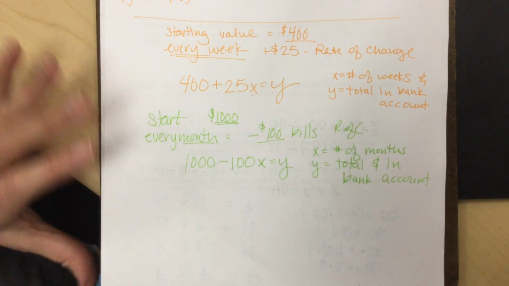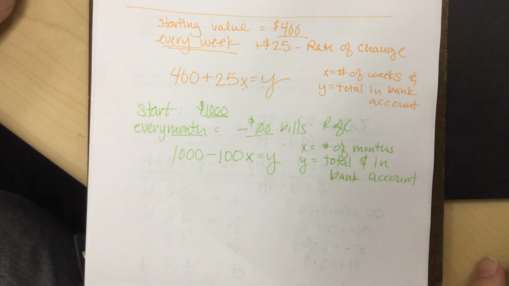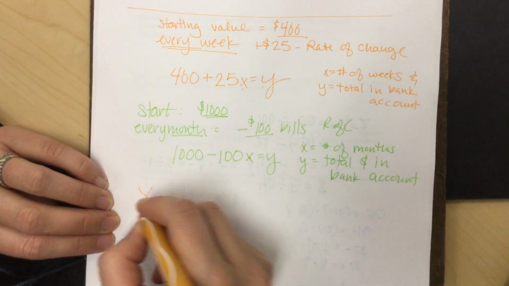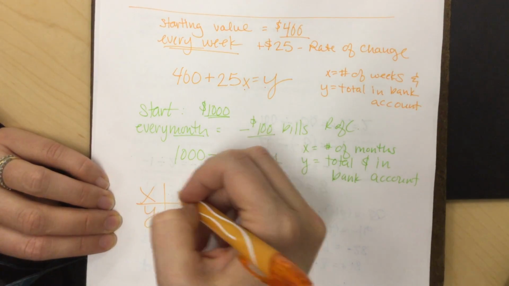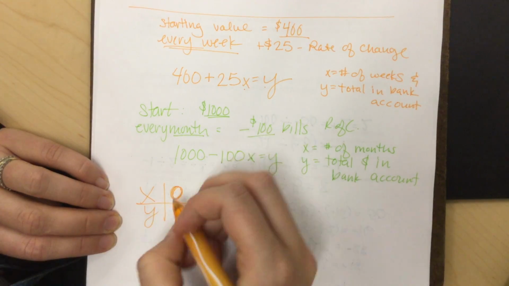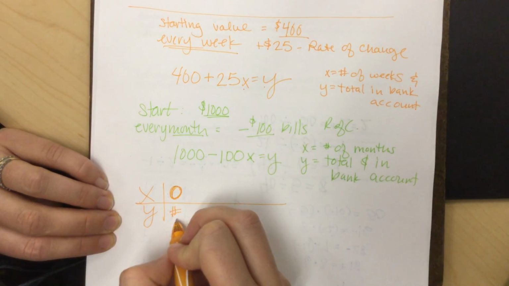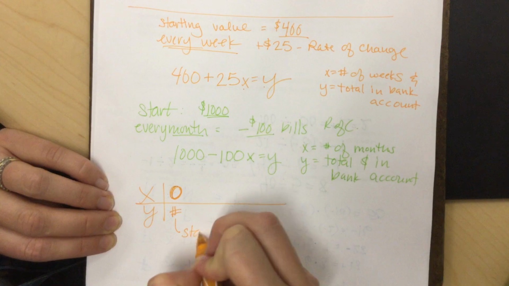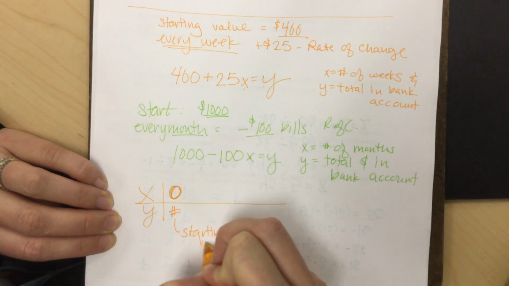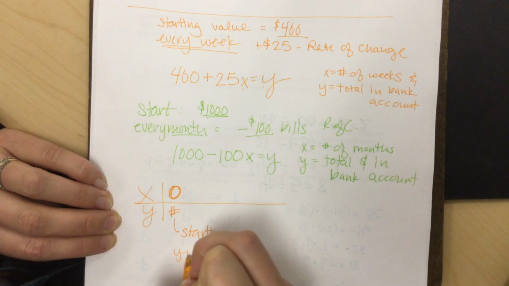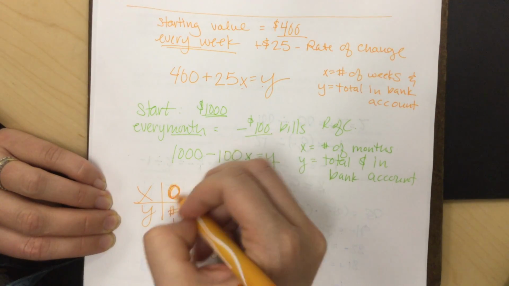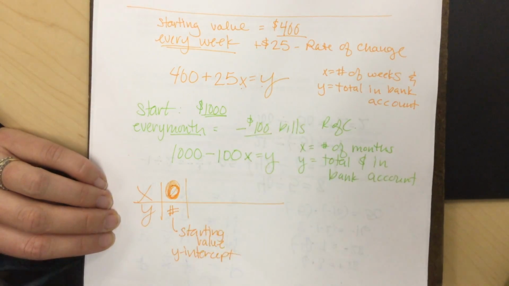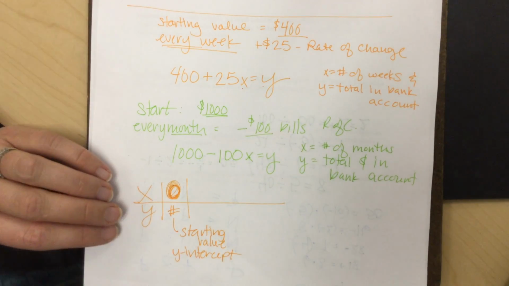Okay, so when you see a table, if you have a table of values, x, y, whenever you have to figure out what x is in order to figure out your starting value. That number there will be your starting value, or more mathematically, your y-intercept. You might have to figure out what this 0 is by yourself by applying your rate of change.